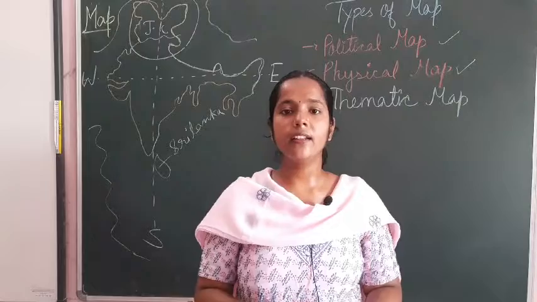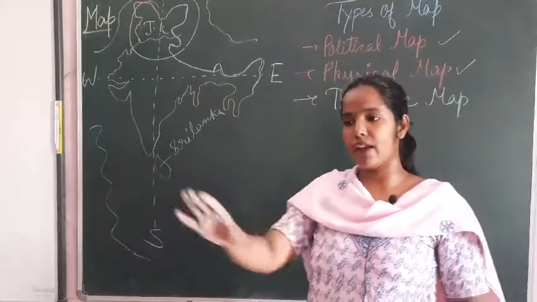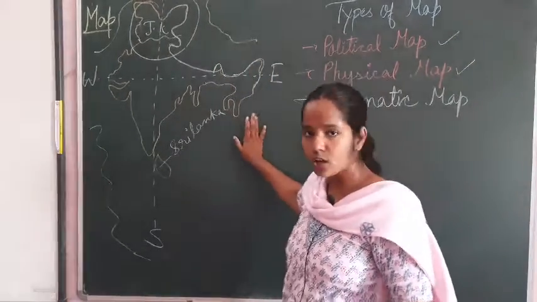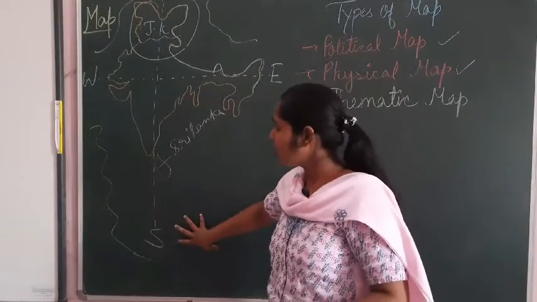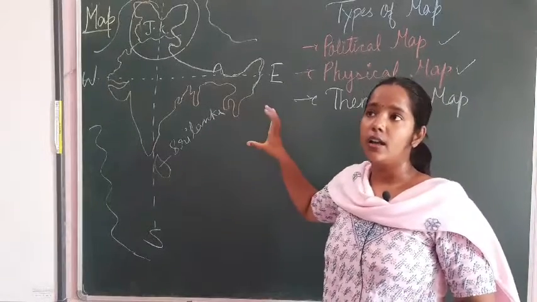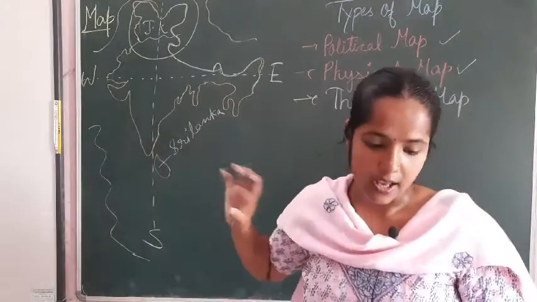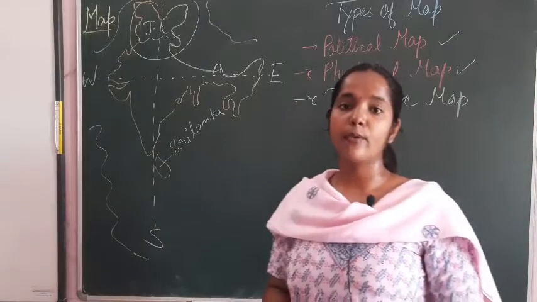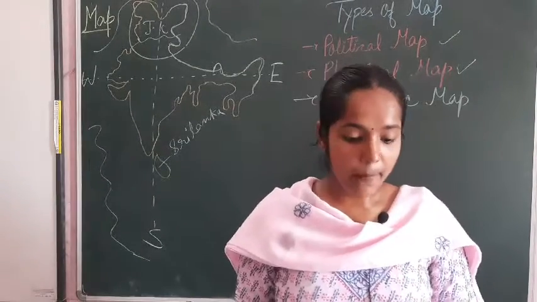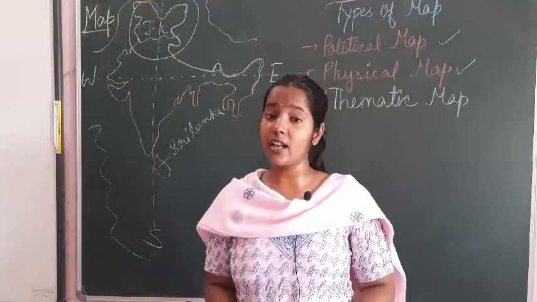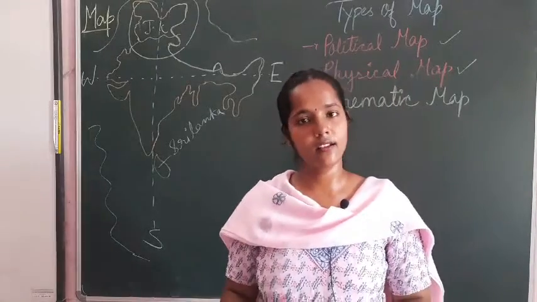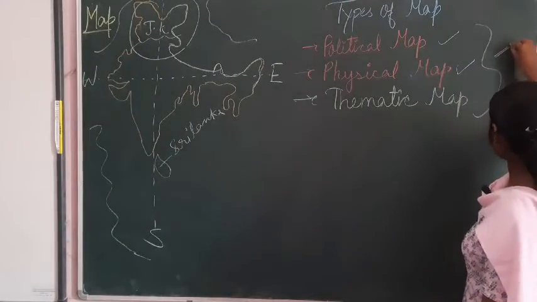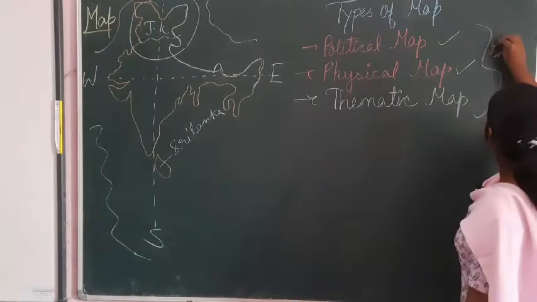Every map has its own work, you can't do everything in a single map. In a political map you will indicate the boundaries of the states as well as the countries, understood? In a physical map you will indicate the water bodies, the rivers, the landforms, desert, mountain range. In a thematic map you will say about the temperature, the rainfall situations, the soil types, and the population of that area. By this we are completing the types of map, because these are the 3 types of map, and the physical map is also called a relief map.